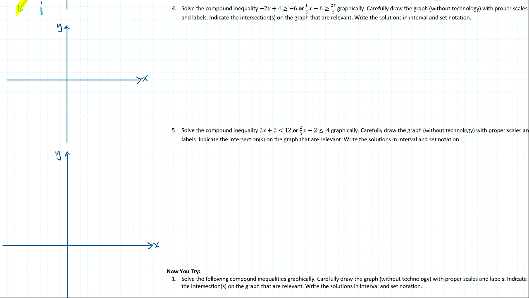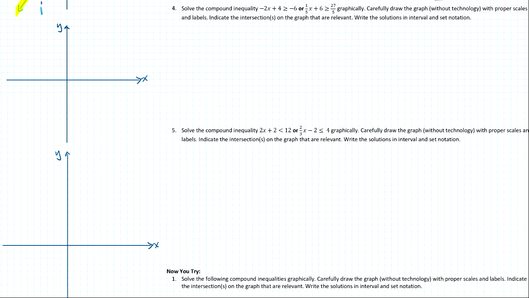Next, we're going to start looking at compound inequalities when they're connected by OR and how to solve them graphically. In terms of process, this is very similar to what we did with compound inequalities connected by AND. Remember, when inequalities are connected by AND, we're looking at the part where the two intervals overlap. We're looking at the intersection.